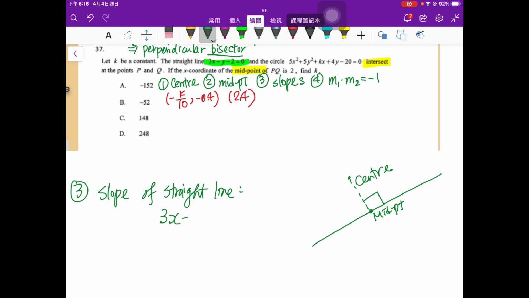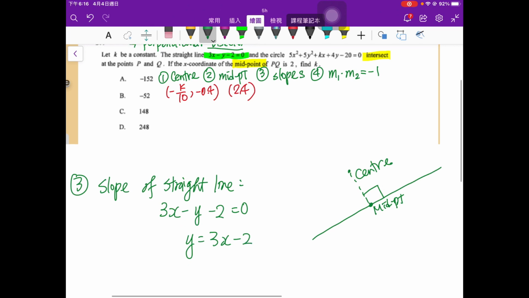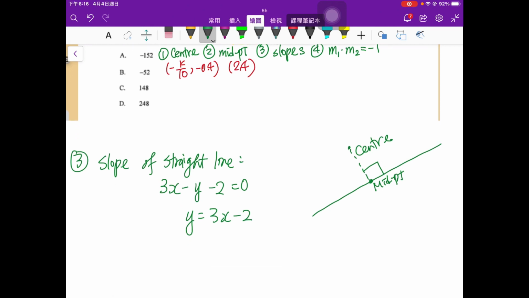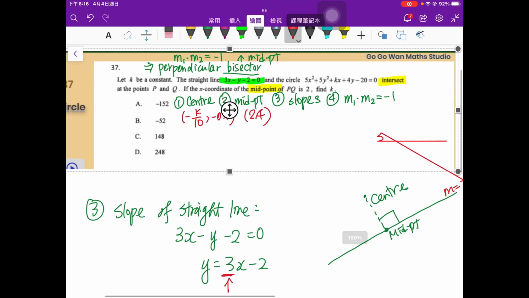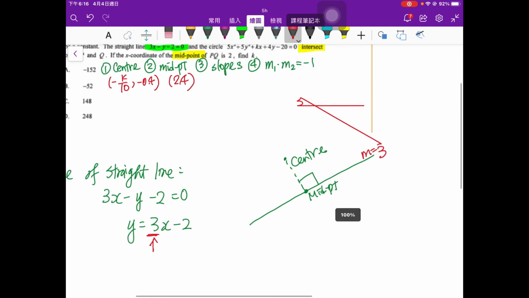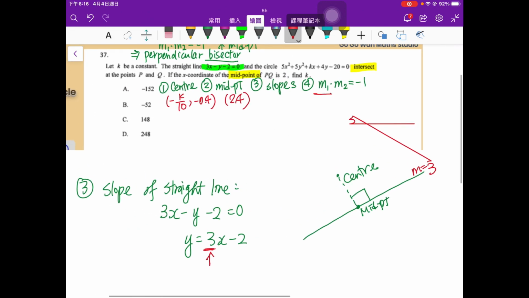We have the equation of the straight line, 3x minus y minus 2 equals 0. Isolate y: y equals 3x minus 2. And the number in front of x is the slope. So 3 is the slope of the straight line. That means the first slope we can get is 3.